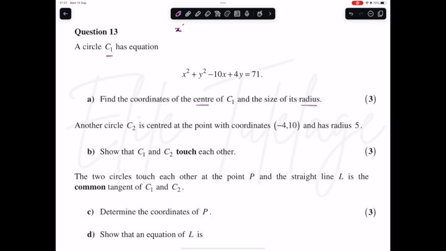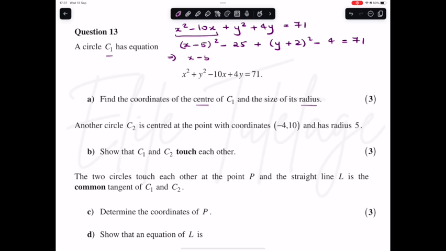I'm just going to rearrange the equation in terms of x squared minus 10x plus y squared plus 4y equals 71, and just complete the square. It will look something like this, which is really simple to be honest, and gives me (x minus 5) squared plus (y plus 2) squared equals 100. Okay, so that gives me the center as (5, -2) and the radius is 10.